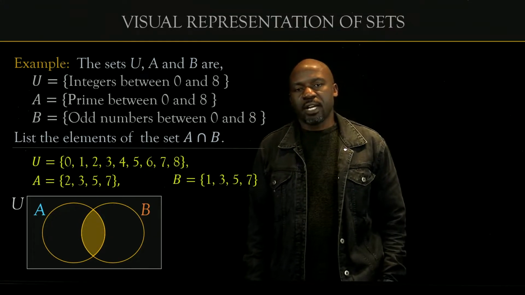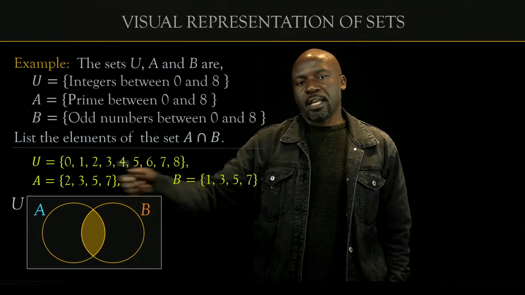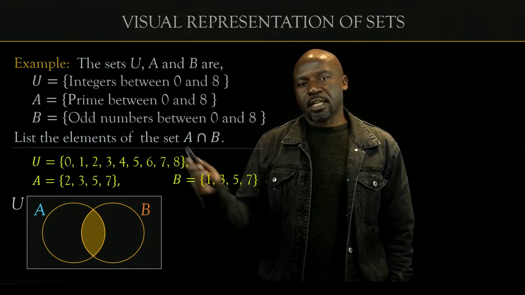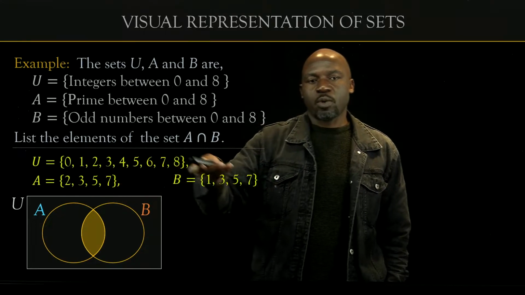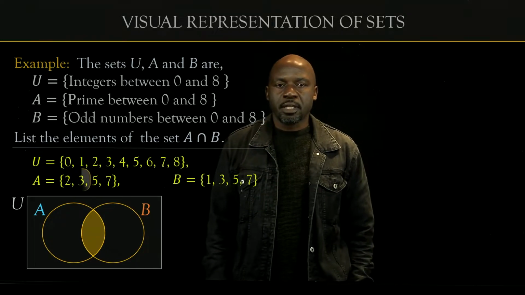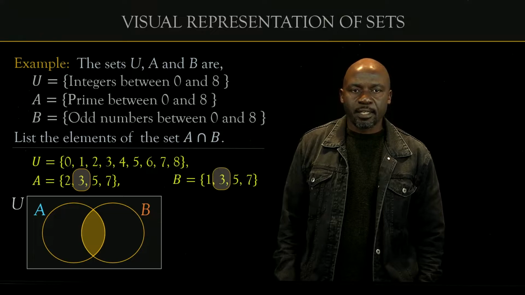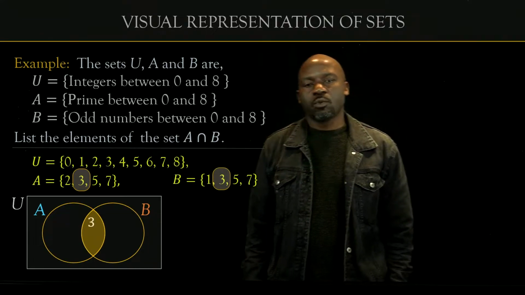So if we are going to find elements of that intersection, it means we look at set A and set B, and we find the elements that are both in set A as well as in set B. And if you check that carefully, you can see that 3 is one of them. 3 is there, and it is also on the other side in set B. So we can indicate 3 as one of the elements.